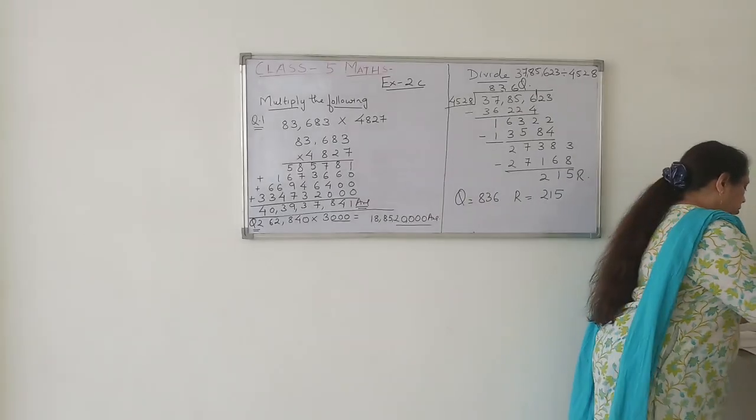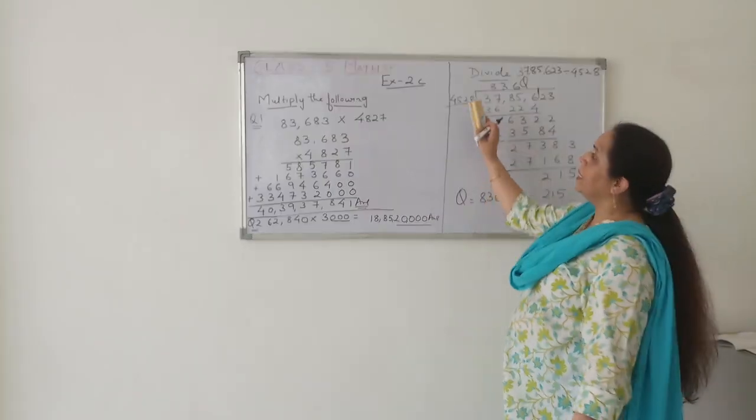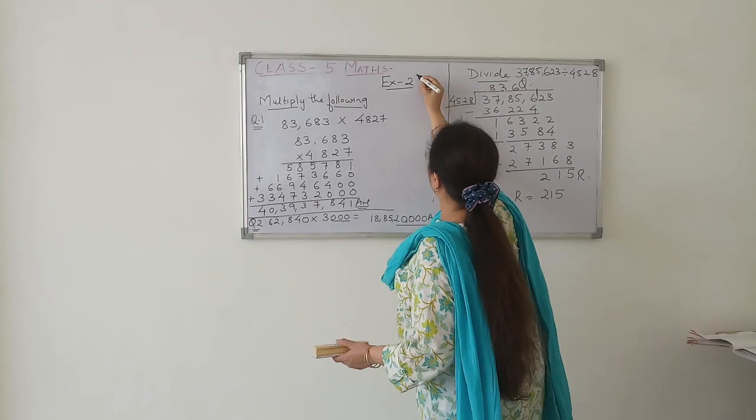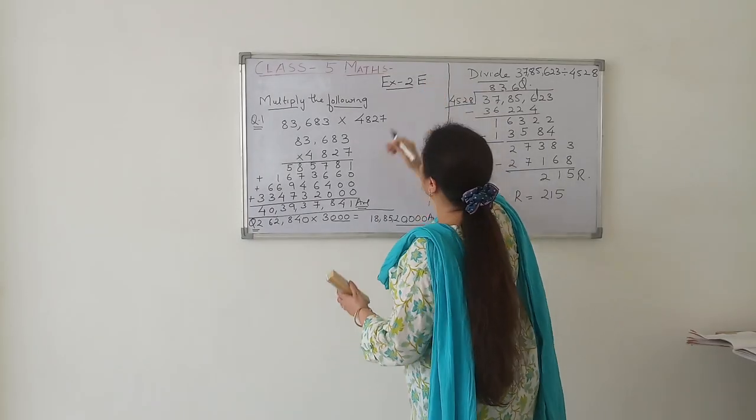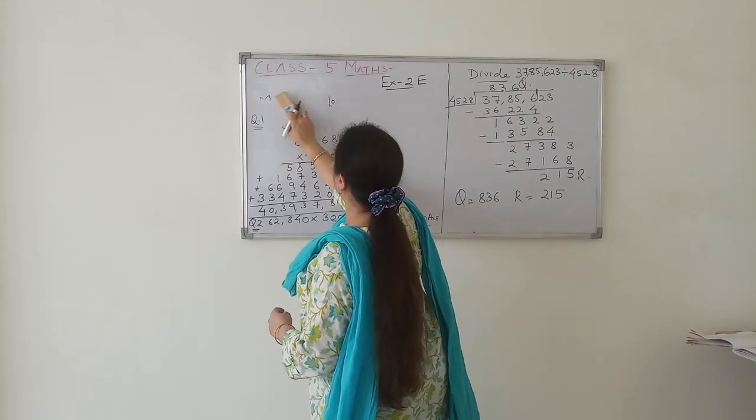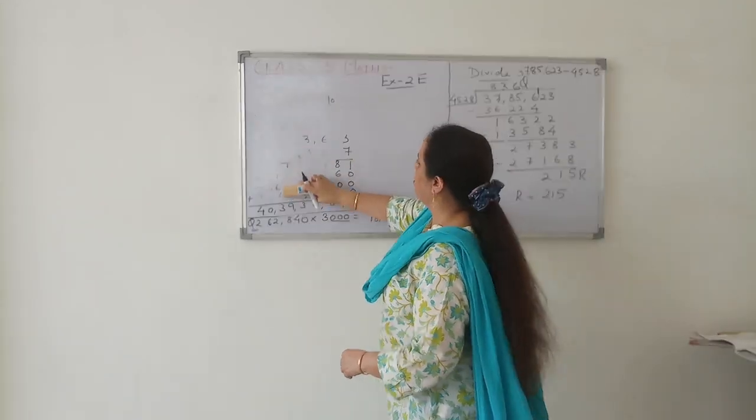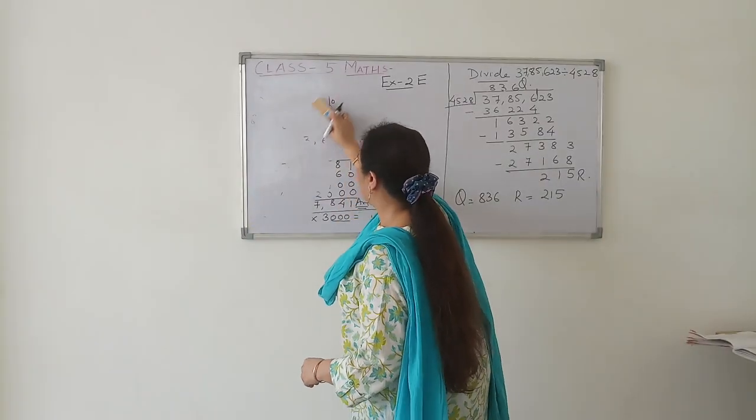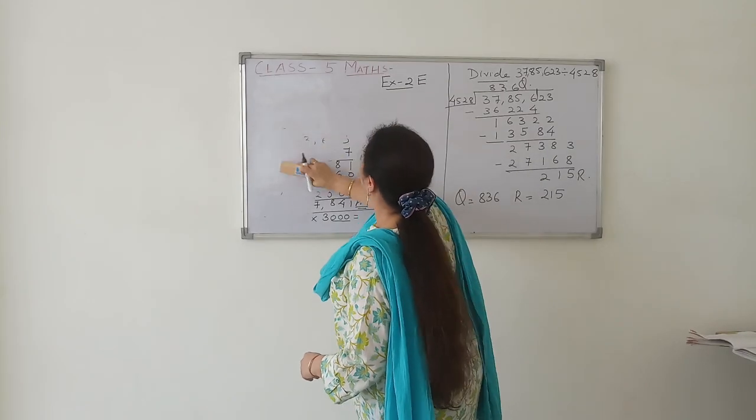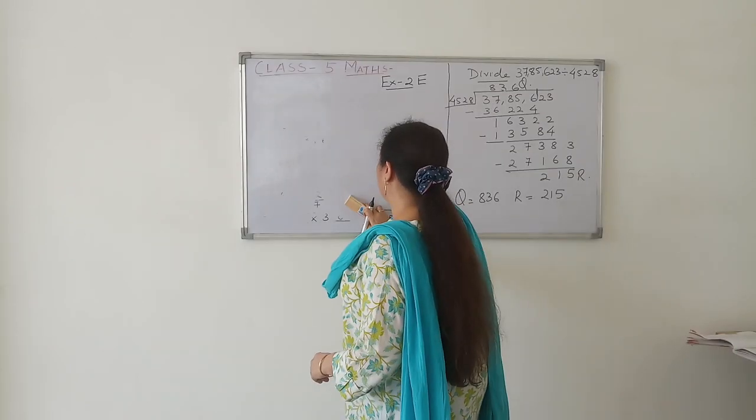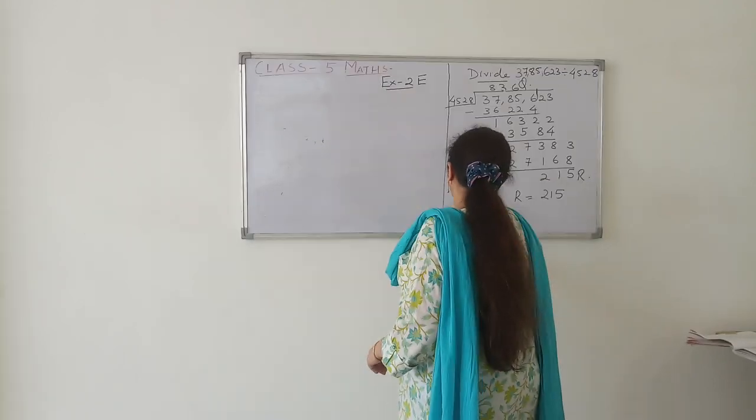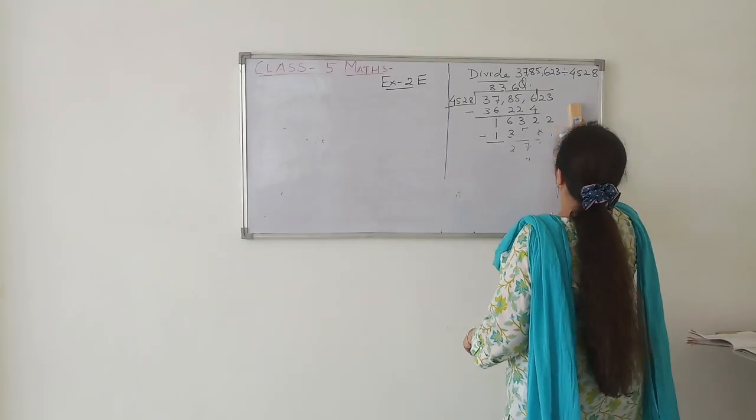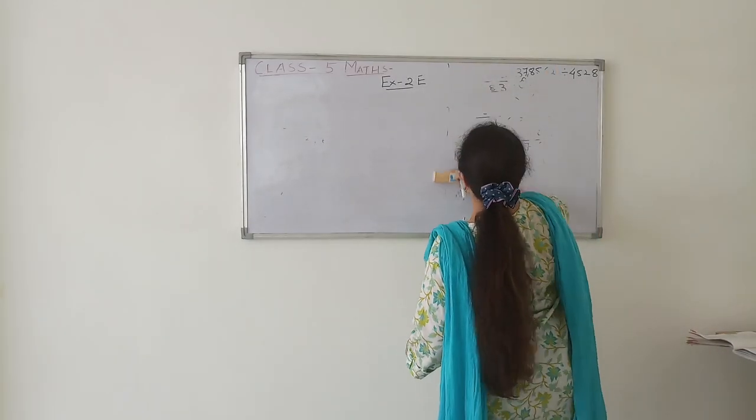Now we will be going to the next exercise, that is exercise 2A. Now this exercise is related to your simplification sums. Simplification sums are very easy. We had been doing them in class 4 also. So let's start with the simplification.